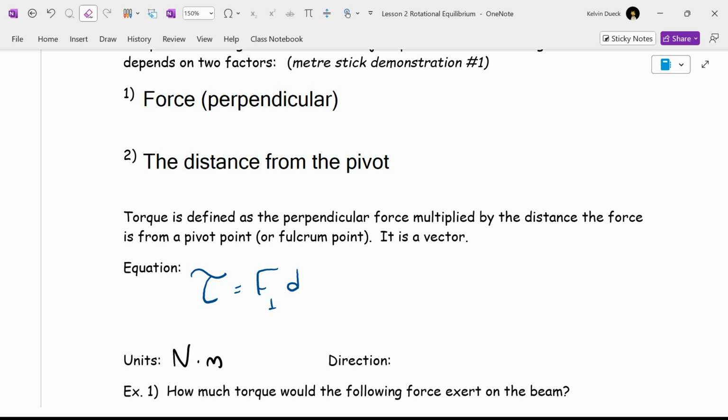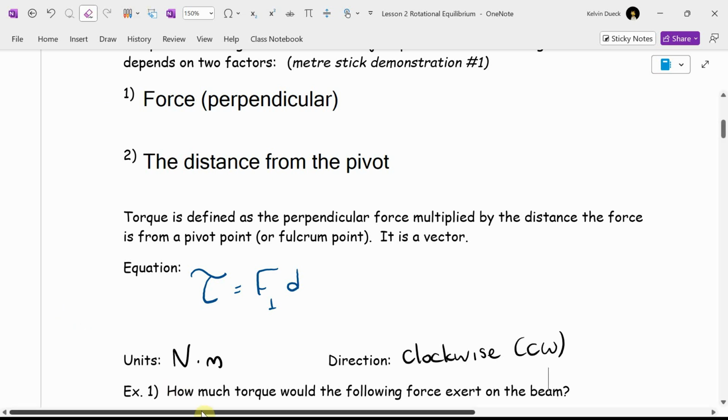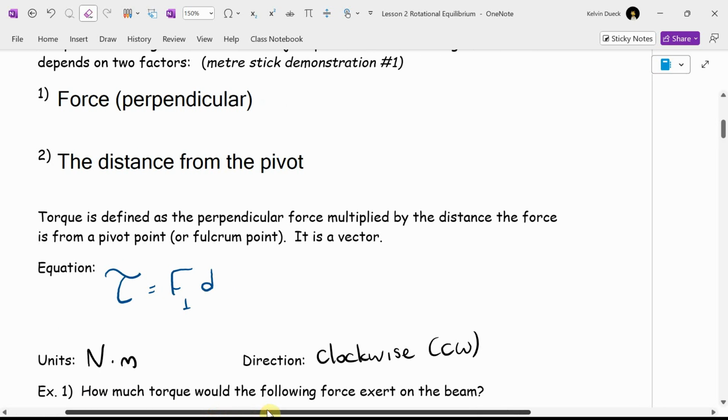What's the direction? Clockwise, I'm going to abbreviate as CW, or counterclockwise, and I'll abbreviate that as CCW. If you're looking at a British website, they'll probably say anti-clockwise, ACW.